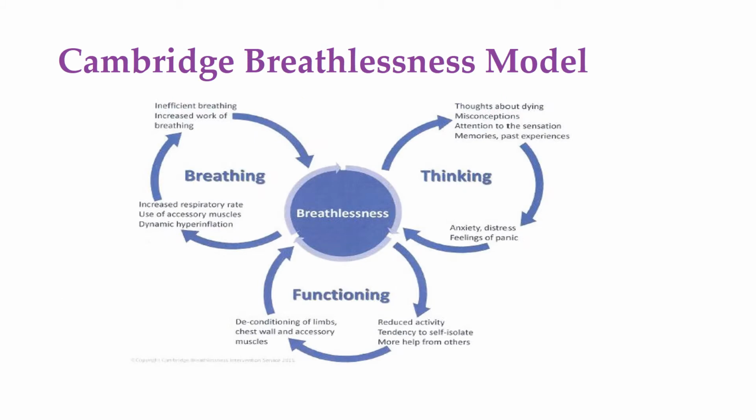The Cambridge model of breathlessness. This model demonstrates three components of breathlessness, or three cogs in the wheel, being the breathing, thinking, and functioning circles of breathlessness. These are three factors which are affected by breathlessness, and in turn will affect your breathlessness. A change in any one of these circles will result in changes in the others.